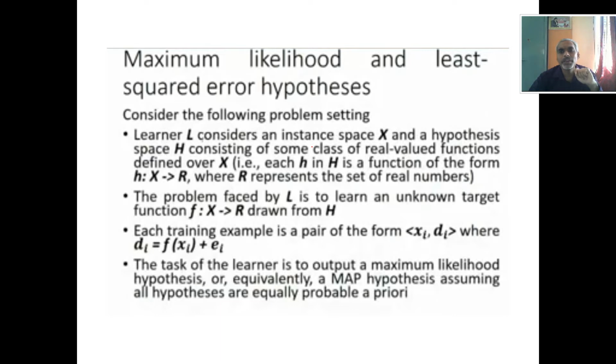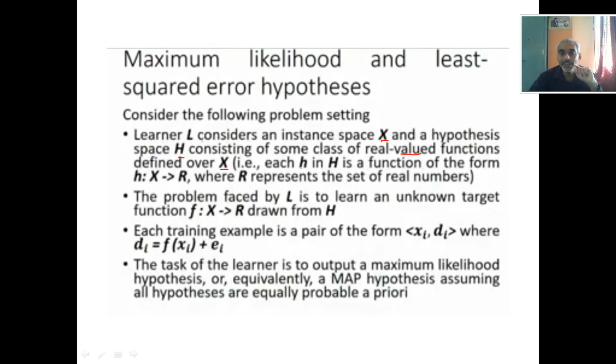Now let us consider a problem setting like this. Let L be a learner, some module, some algorithm, program, some learning system. This learner L considers an instance space X. So you have a set of all instances, capital X, and a hypothesis space capital H, consisting of some class of real valued functions. Real valued means what? Continuous functions, as we said. It is not 1 or 0. It is a real value, but you have so many values. Defined over this set of all instances X.